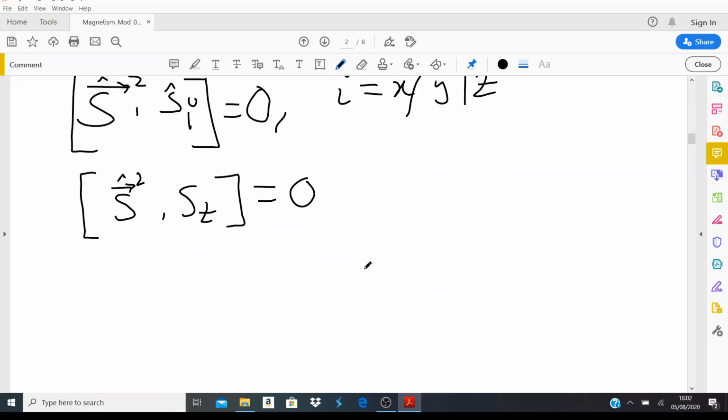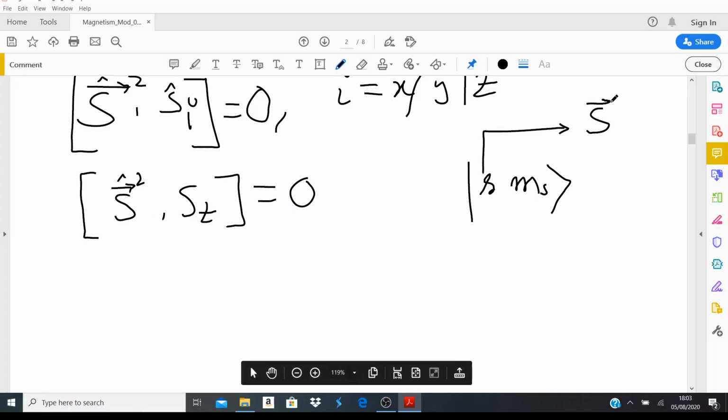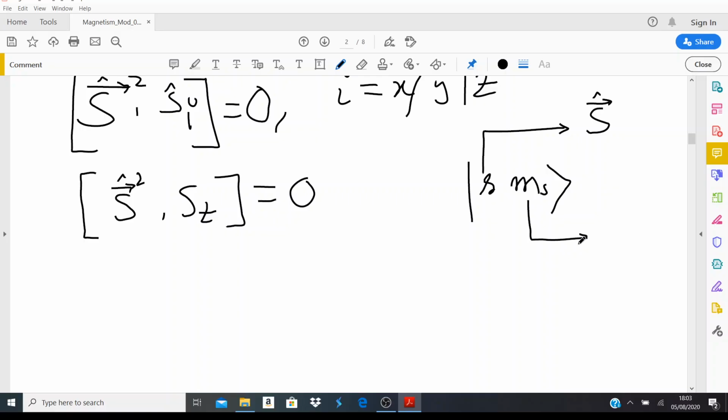Now the question is, what is the common eigenstate of these two operators, as they are commuting with each other? The way you denote this state, the ket, is by two labels, right? One is S and the second one is Ms. This S is the quantum number associated with the total spin angular momentum of the electron, and this is the quantum number associated with the z component of the spin angular momentum, right?